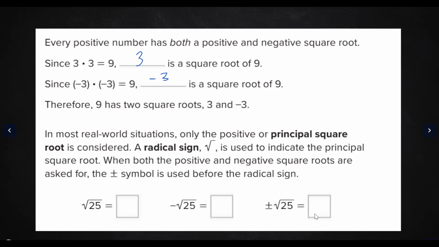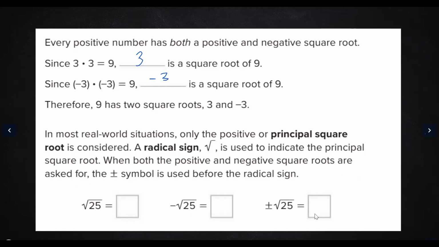Good. In most real-world situations, only the positive or the principal square root is considered. A radical sign, this one right here, is used to indicate the principal square root. When both the positive and the negative square roots are asked for, this symbol right here appears, okay? The plus-or-minus symbol is used before the radical sign. So we call this the radical sign. If we have only the radical sign by itself, it means that we only have to put the positive square root, or the principal square root.